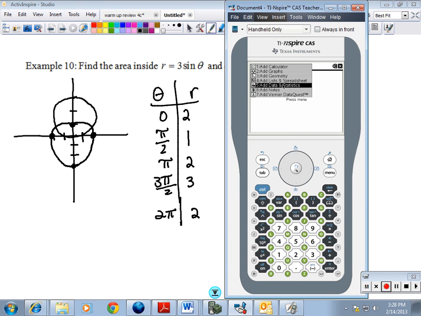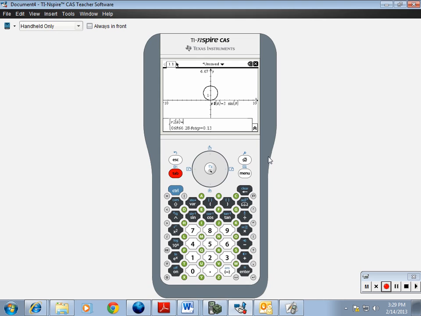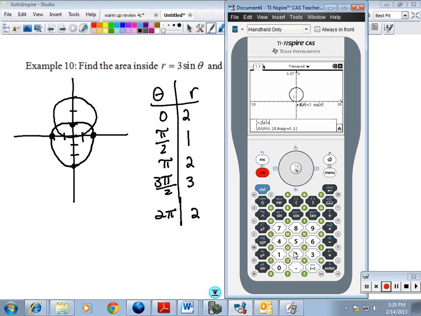And to graph in polar, I've shown you how to graph in polar on a previous video. I'm going to do 3 sine of theta, and then I also want to do 2 minus sine of theta. Yeah, it's a convex limaçon there.